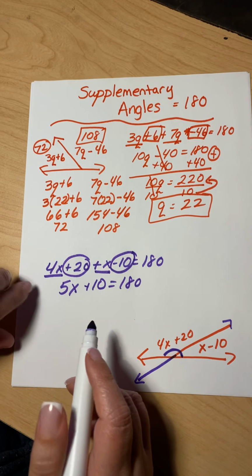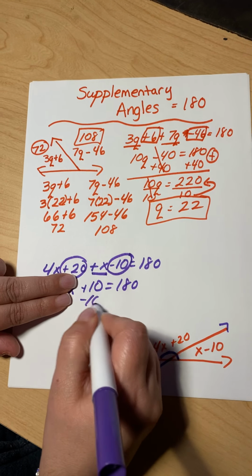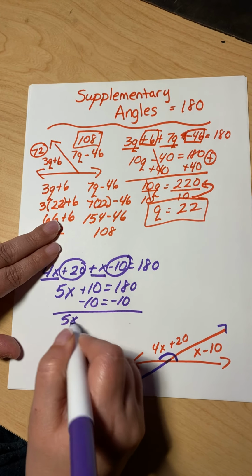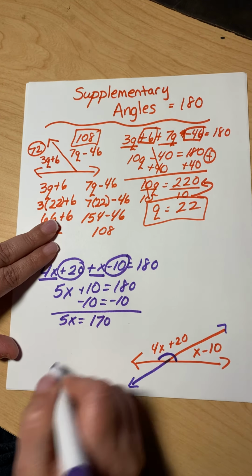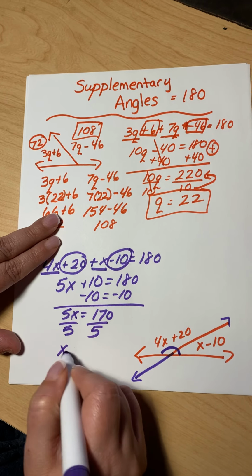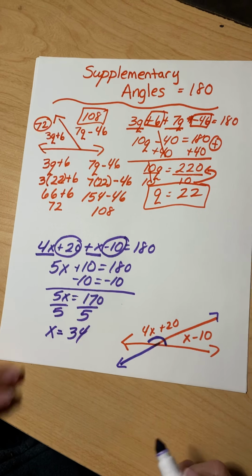I want that 5x by itself, so I'm going to get rid of the positive 10. That becomes a negative 10 on both sides. 5x equals 170. Divide both sides by 5. X equals 34. Now, again, we're not done.